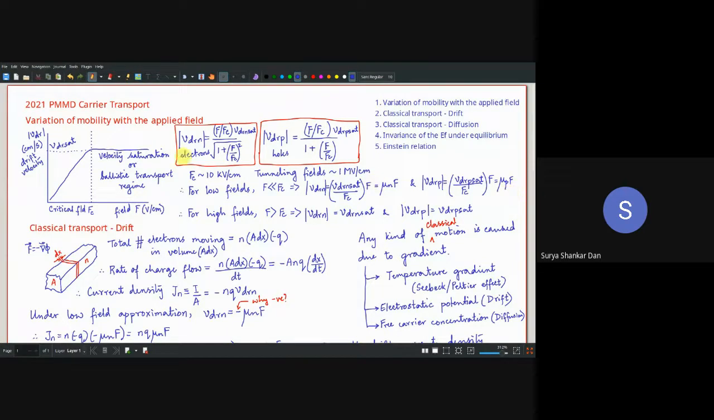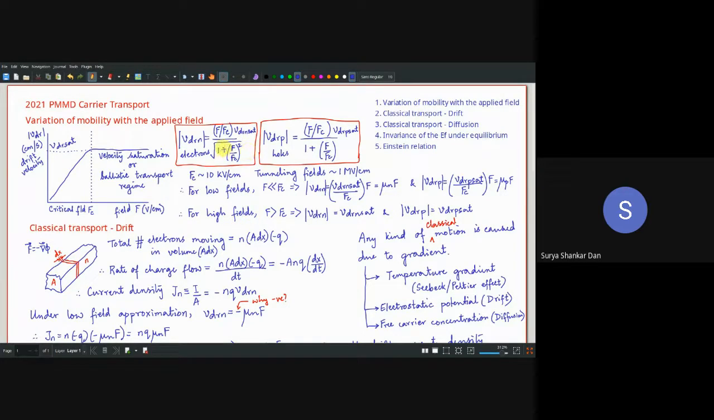Whatever I have discussed until now, the variation of mobility with applied field, is independent of the devices. Please clearly understand that. We all know that mu n and mu p for silicon are different from mu n and mu p for germanium, right? This essentially comes from the concept of VDRN SAT and the critical field for that particular material. However, for high electric fields, what is going to happen?